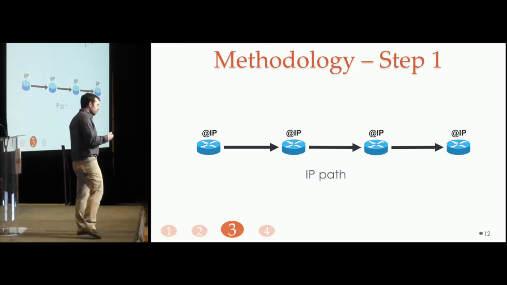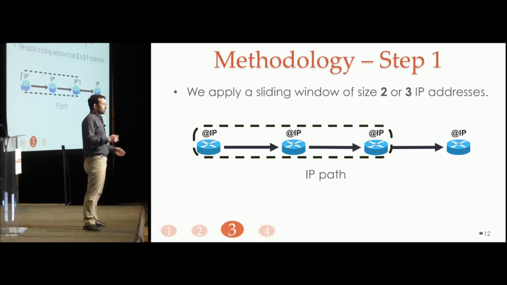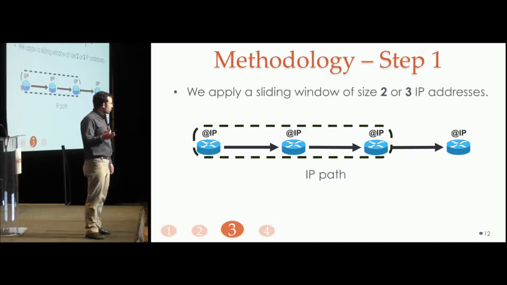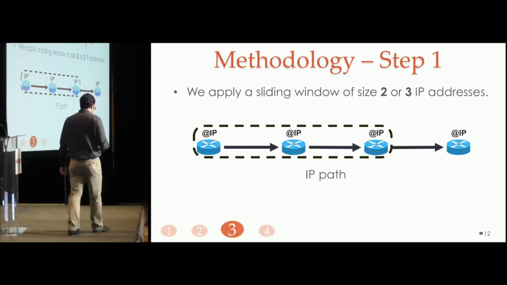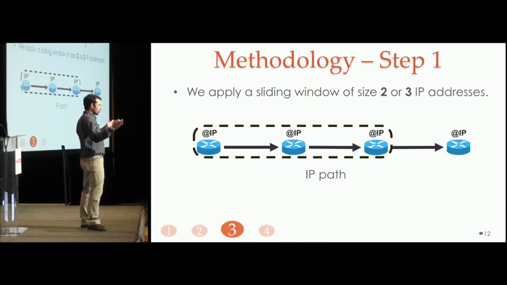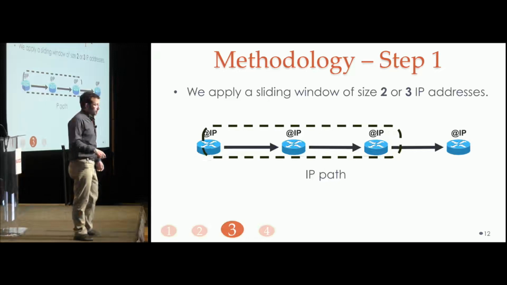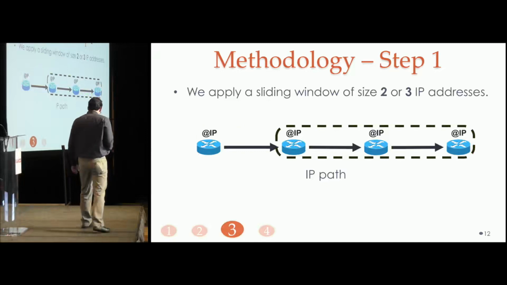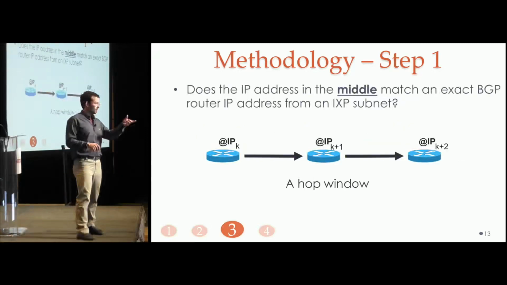Assume that we have a sample traceroute path from the second module. The first thing that we have to do here is to use a sliding window, a hop window, of size 2 or 3 IPs. Let's say, for our example, that we have set it to a size of 3. Now, for each hop window, we apply our methodology. We check for IXP crossings. We slide the window. Again, we reapply the methodology. We infer our result, and so on.